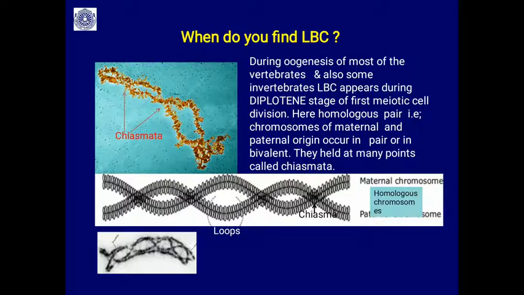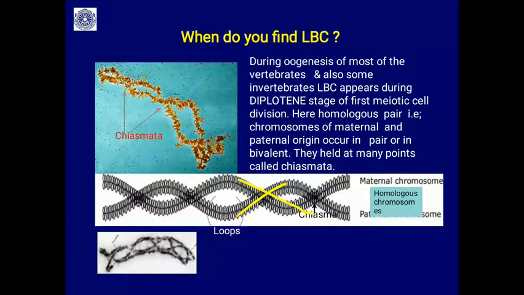When do you find Lampbrush chromosomes? Normal chromosomes transform into Lampbrush chromosomes only during the meiotic prophase, that too during the diploid stage. During prophase of the meiotic division, there is homologous pairing, which you can observe in this picture. This is the maternal chromosome and this is the paternal chromosome. They have paired, and during the diploid stage, as usual, you can see this morphology.